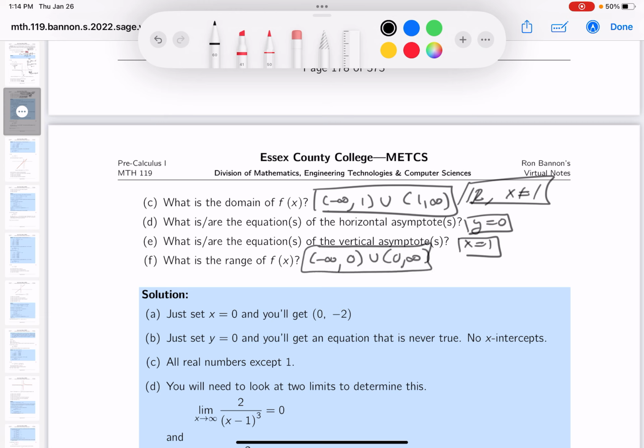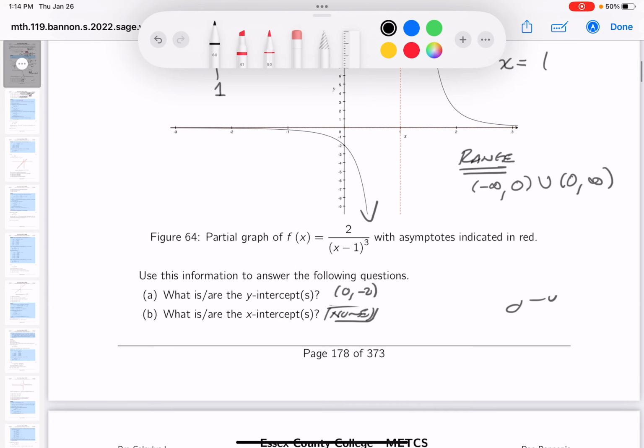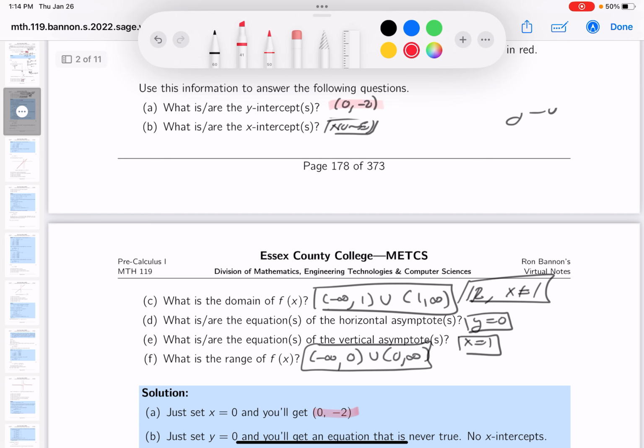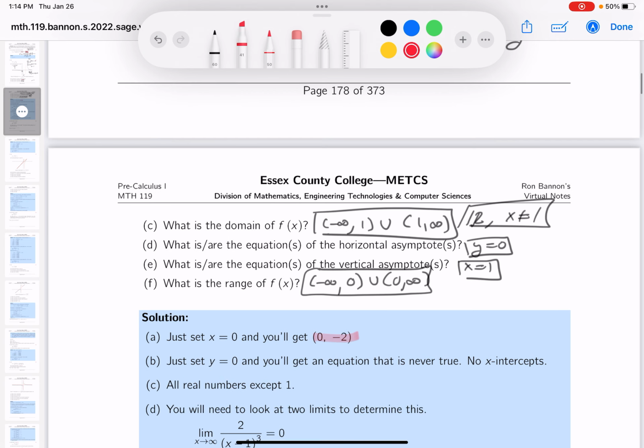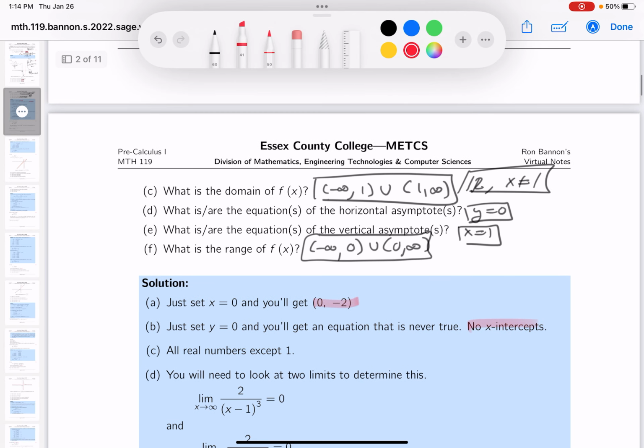All right, let's look at the key and see how we did. Did I get A? Let's take a look. 0, negative 2. You know what? I think I erased that. I shouldn't have done that. But I did get 0, negative 2. Remember, we talked about it right in the beginning: we set x to be 0. So I did get that, I just erased it. Let's see, no x-intercepts. I did state that. None. Let's go to C. C says all real numbers except 1. That's written over there like this. I do like the intervals, but however you answer is fine.